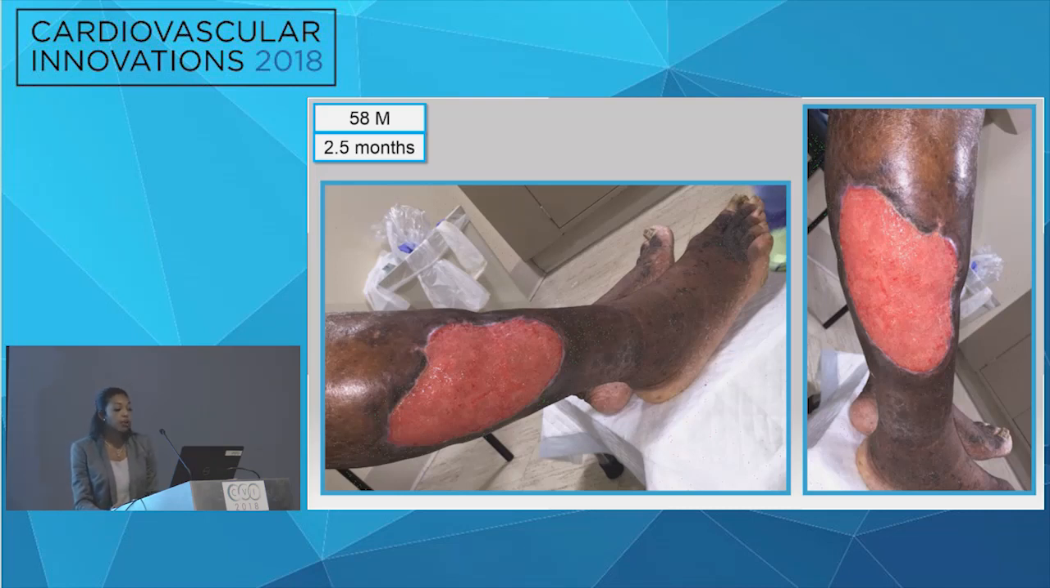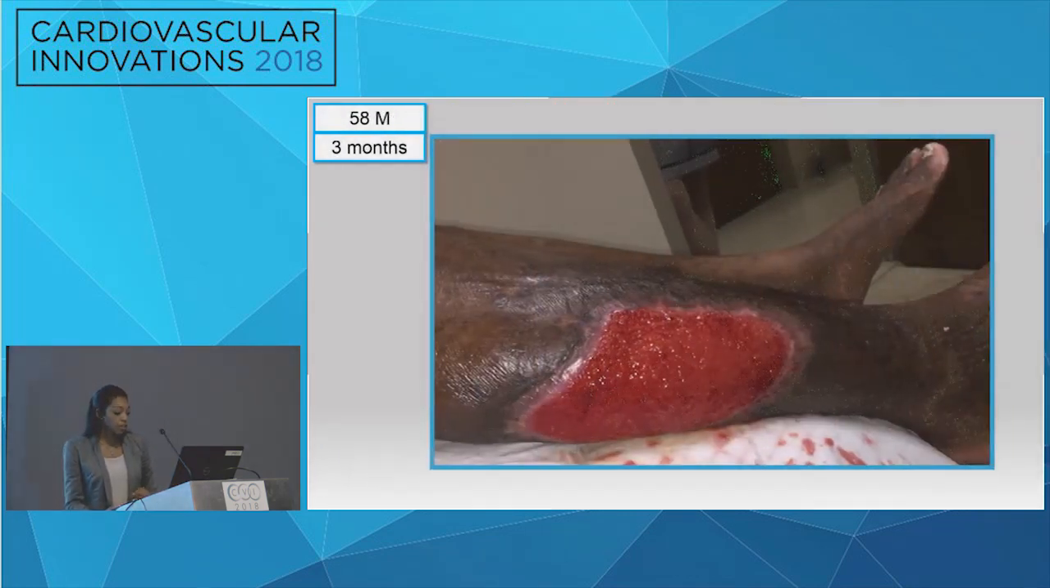So this is the patient at 2.5 months. Again, he's been having that negative pressure wound therapy and local wound care weekly. He did have significant progress with a nice granular wound bed. The wound at this point is almost completely filled in. And this is the patient at 3 months. We decided at this point he's ready for skin grafting just to provide coverage. This wound looks excellent.